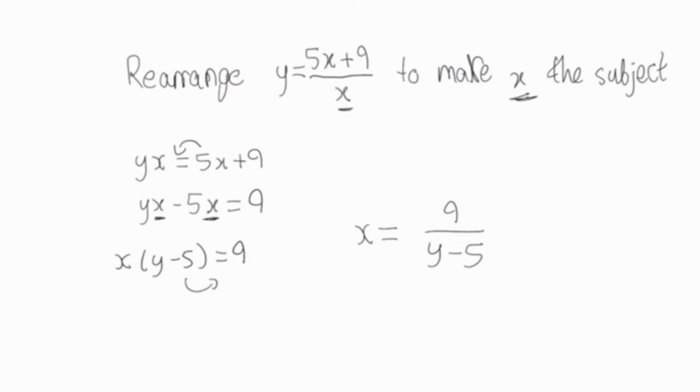And then that would be your final answer. So that's all you need to do for these ones. What you do is first, whatever you're making the subject, bring that to one side of the equation, then you might have to factor it out, and then you just divide. So you just get to your final answer that way.